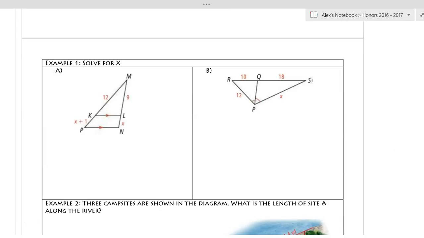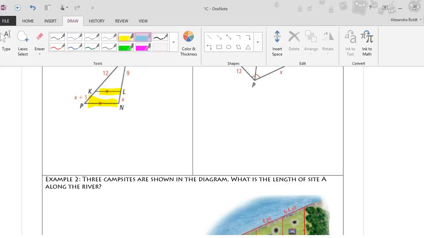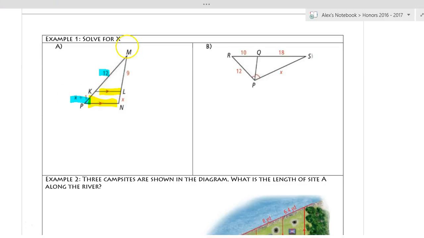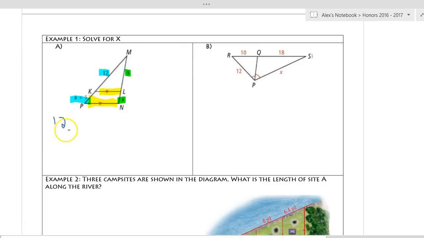For example 1, it says solve for x, right? So this is using that side splitter theorem. I have these two parallel lines. Since those lines are parallel, all our sides are proportional, right? So I have the left side is proportional to the right side. So I'm just going to set that up. I have 12 over x plus 1. Be careful, if you notice here I go top to bottom. But my other ratio, I gotta go top to bottom, 9 over x.